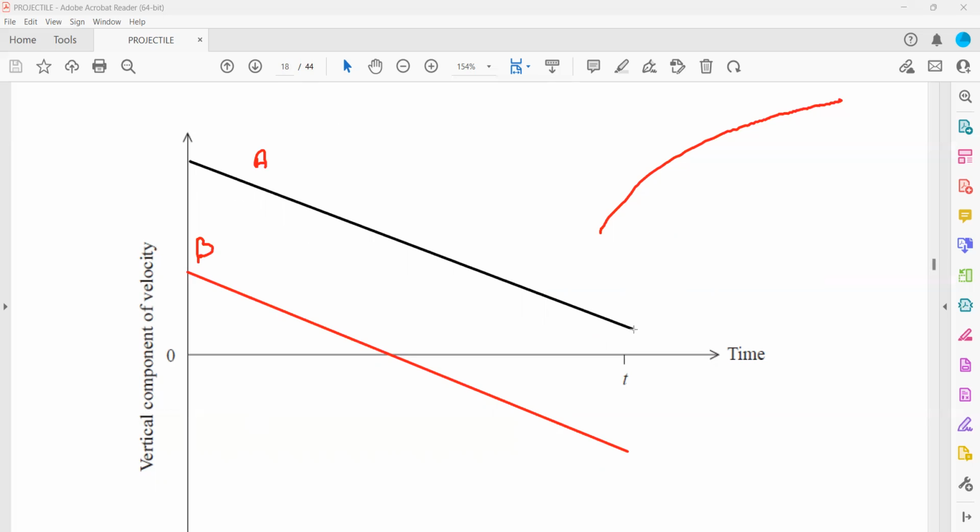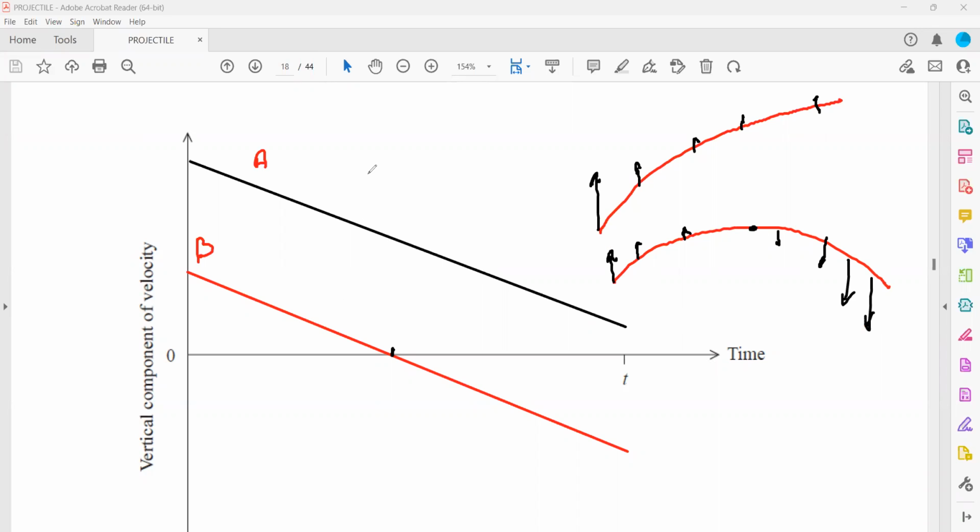both lines should be parallel, because both have the same acceleration due to gravity. Here the vertical component is decreasing, but it does not reach a maximum height, so it is not zero. But for B, as it follows the trajectory, the vertical component is maximum in the beginning, then starts to decrease, and at the maximum height it is zero. At this position the vertical component is zero, and then as it is coming down, the vertical component is increasing.